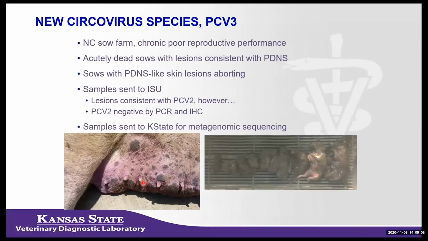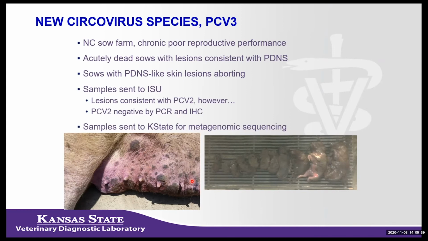Another example, this was again from when I was at K-State. This is where we discovered a new species of circovirus, porcine circovirus 3. This falls under the category of cases where we think we know what we're looking for, but we don't find it. So in this case, we had sows which died with PDNS, porcine dermatitis nephropathy syndrome, with lesions like this. And the sows also were aborting.